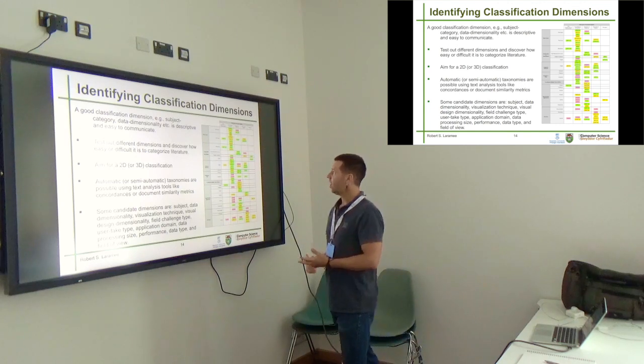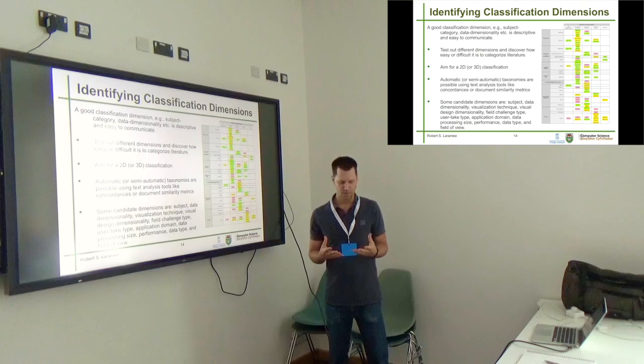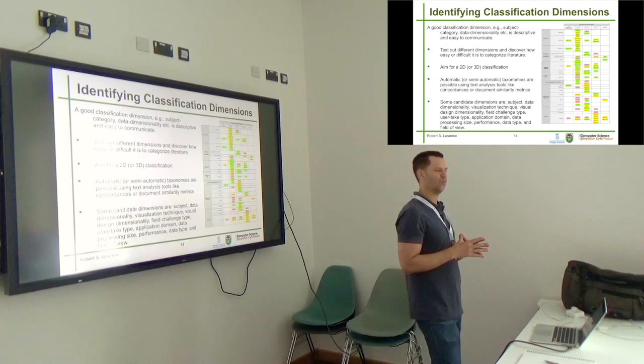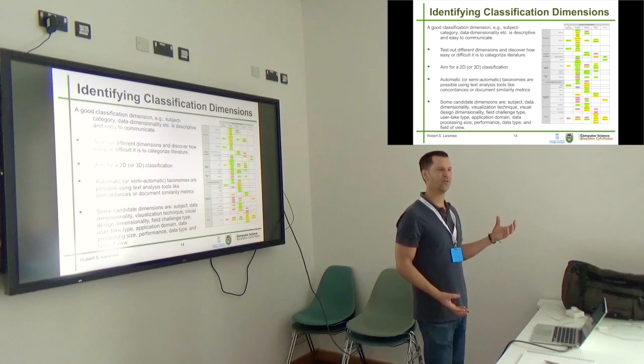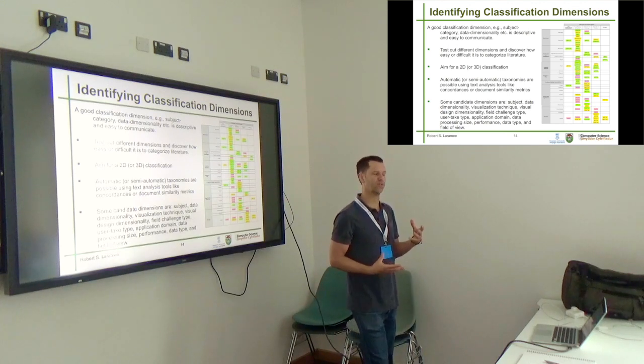So, identifying classification dimensions. We advocate classifications that are more than just one-dimensional. A list of subjects or a list of categories is a one-dimensional classification, and that's the most common classification, by the way.